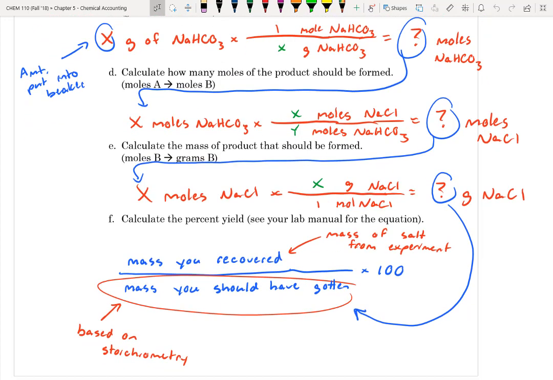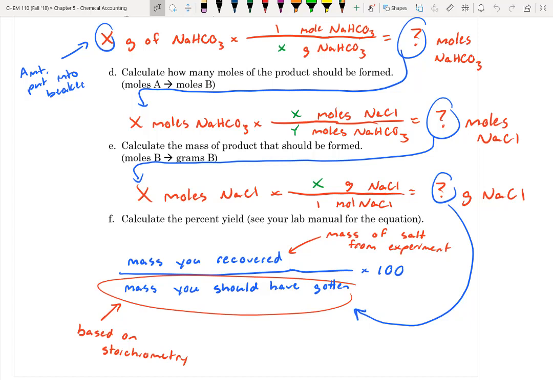Then once you have moles of sodium chloride figured out, you're going to use that in part E. And we want to find grams of sodium chloride, so you might need to find the molar mass of sodium chloride, figure out grams. And then part F is the last step where it says, all right, take the mass you recovered from the experiment, divide it by the mass you should have gotten, which you calculated in part E, and multiply it by 100. That's your percent yield for this reaction.